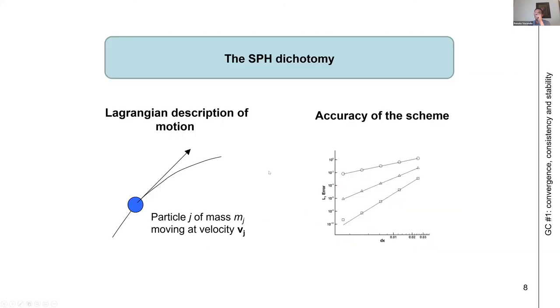So in SPH, in my opinion, there is a dichotomy. And the dichotomy is between the Lagrangian description of motion, so particles moving according to their velocity, and the property we want, the accuracy of the SPH scheme. So we want the scheme to converge as fast as possible, but we want also to preserve the Lagrangian description of motion. But the problem is that if we are Lagrangian, we can't control the particle position.